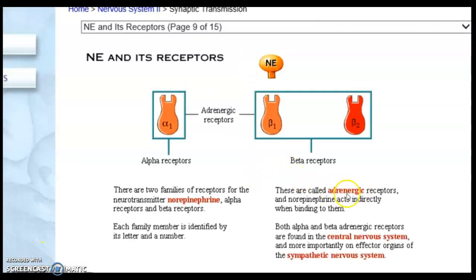Okay, so notice again the adrenergic is adrenaline. Norepinephrine is part of adrenaline. And we're going to find both the alpha and the beta on our central nervous system and on our effector organs of our sympathetic nervous system, the fight or flight situation that we run into. Because when is norepinephrine released? Well, primarily during emergencies, during the times we need to activate our sympathetic nervous system.